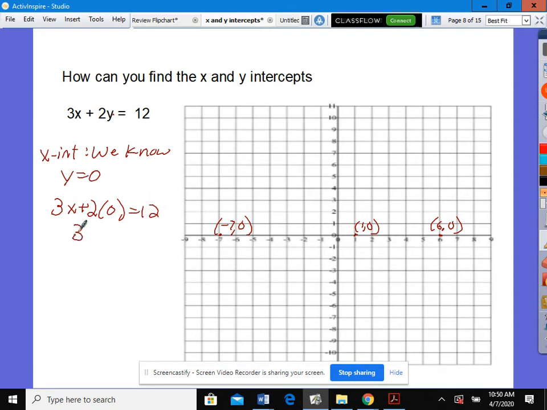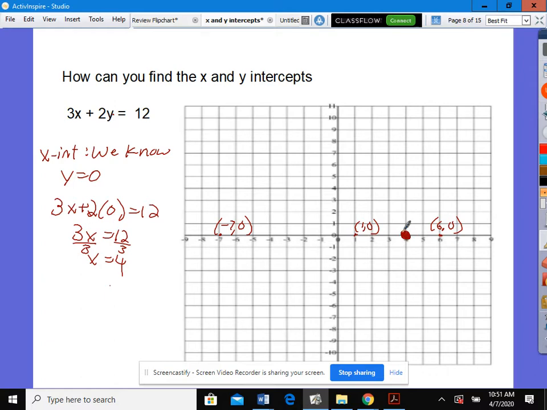So what do we have? We have 3x. This is just going to be 0, so it goes away, equals 12. So we get that x is 4 because we divide both sides by 3. All right, so we get that x is 4, so our point's actually going to be right there, our x-intercept.